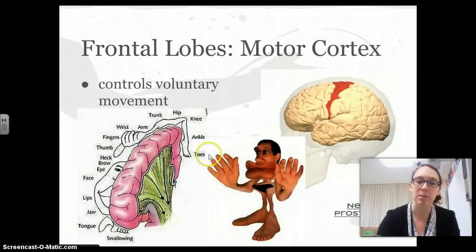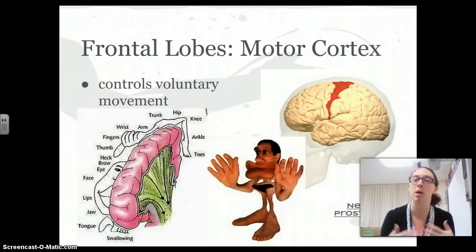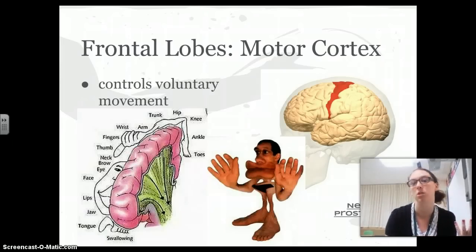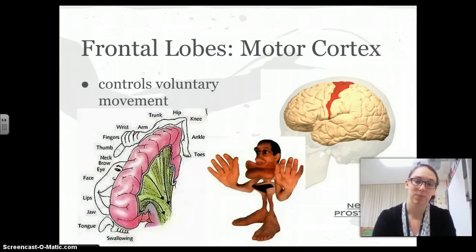That is the idea being represented by this kind of goofy looking guy right here. Again, he has exaggerated features in some areas because those are the areas that are given more room on the cortex because they need more room, because they need more flexibility. We have greater dexterity in those parts of our body. So the more cortical space it takes up on the motor cortex, the greater amount of dexterity that part of the body has for us.